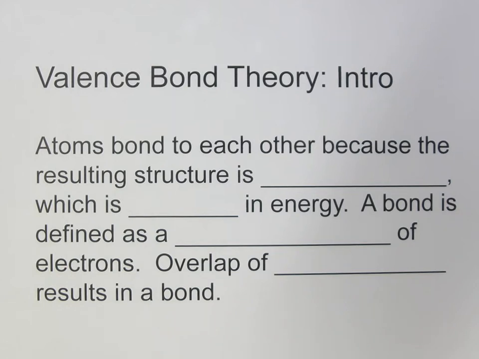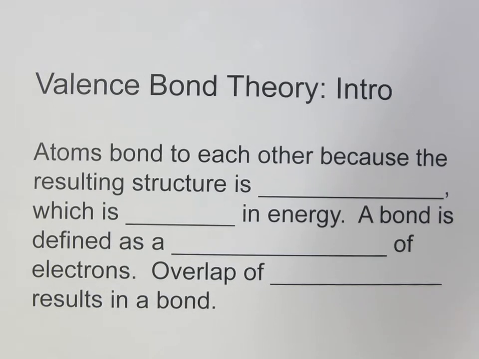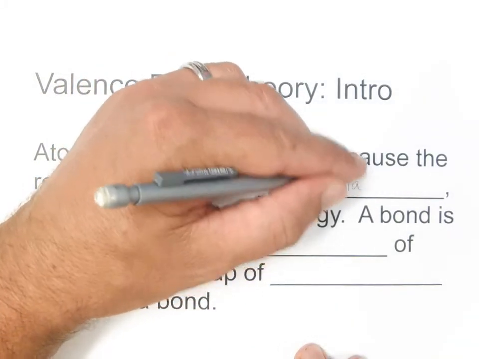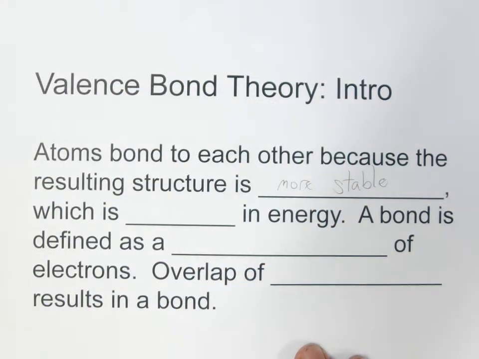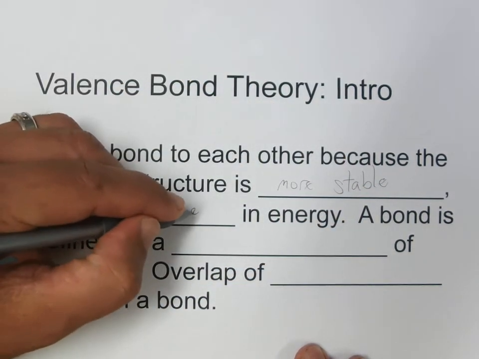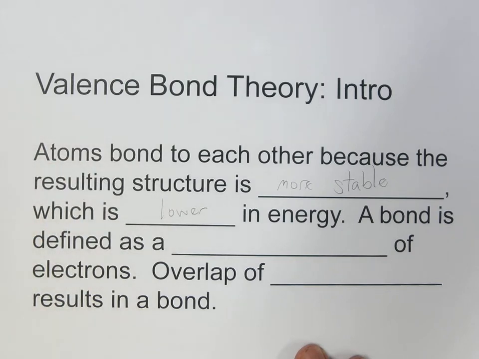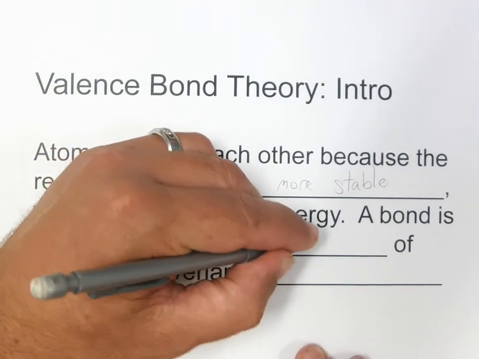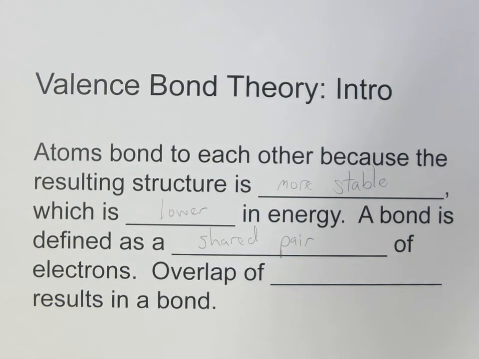So I start with a little intro to the valence bond ideas, which we're going to be moving towards as we go through this section of the course. Atoms bond to each other because the resulting structure is more stable. Another way to say more stable is it's lower in energy. A bond is defined as a shared pair of electrons, and this is a really important idea: a bond is a shared pair of electrons.